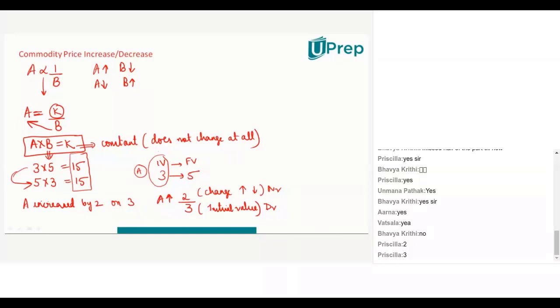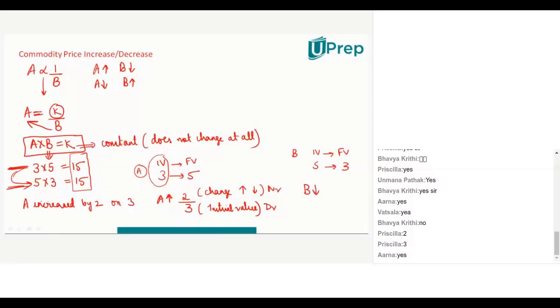B is also similar. Let's see what B is. If I take B, what was the initial value of B? It was 5, right? In the first one, B was 5. What was the final value of B? It was 3. All of you agree? Now, B decreased, correct? If it has moved from 5 to 3, that means the value has obviously decreased, logical.